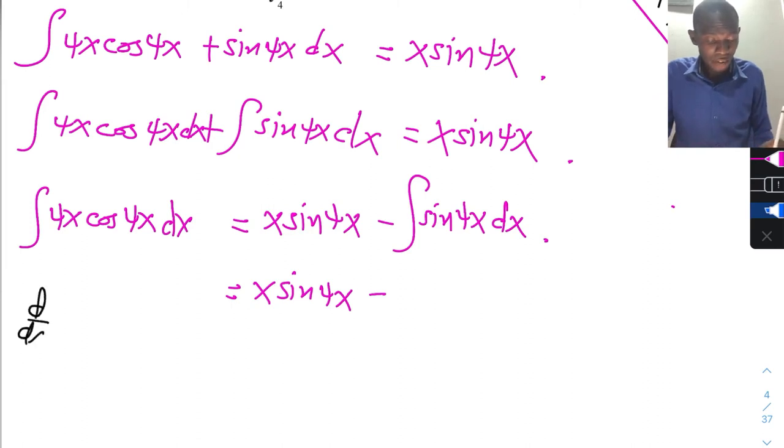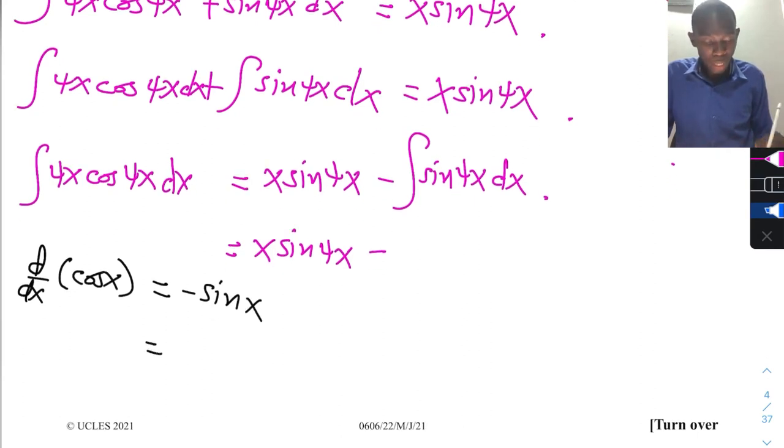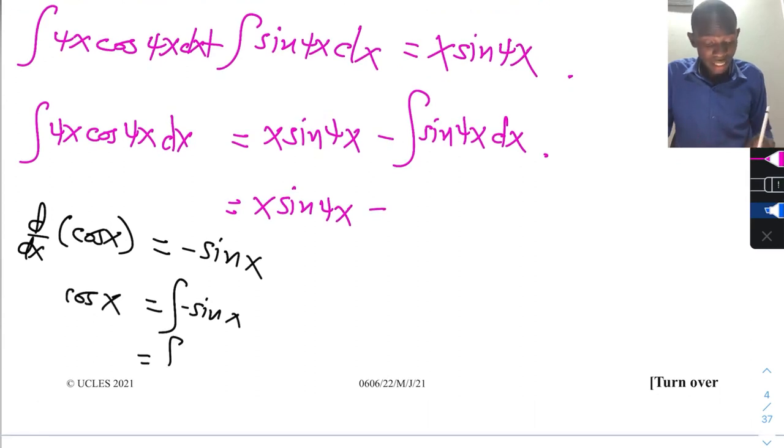Now check this. If I differentiate cos x, what do I get? Negative sine x. So that means if I integrate negative sine x, my answer is going to be cos x. So when I integrate sine x, only sine x, not negative sine x, I'm going to get negative cos x.